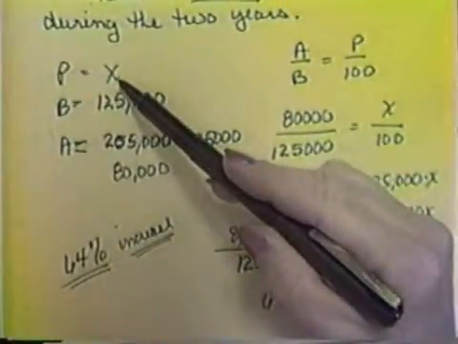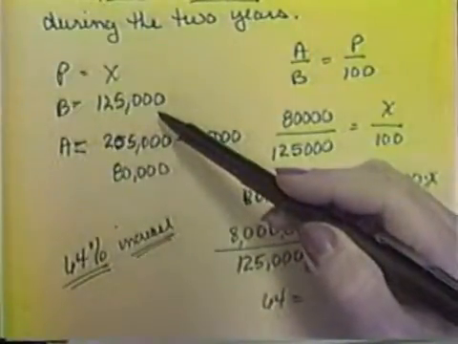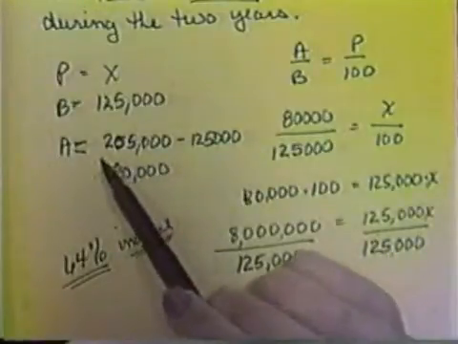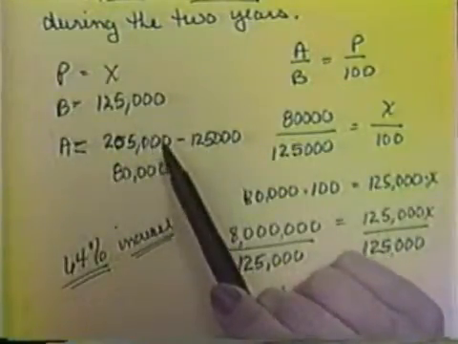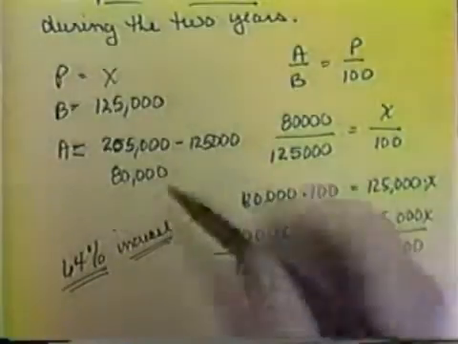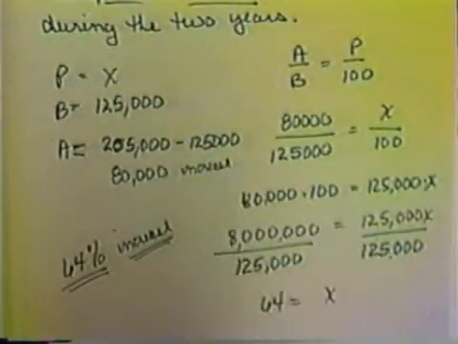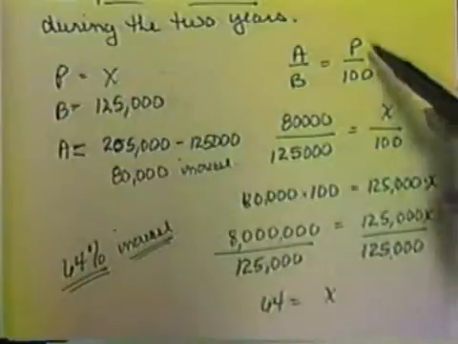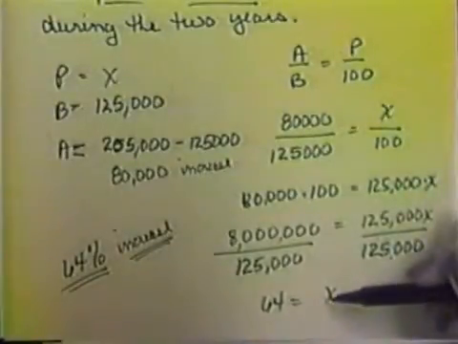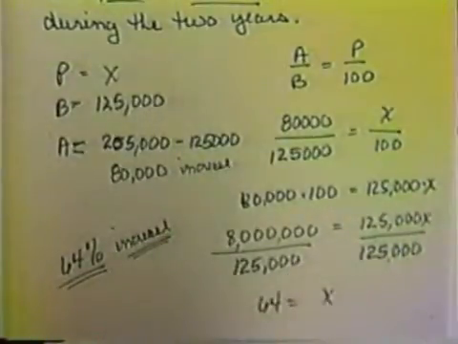Identify your percent, identify your base, which is your original amount, what it started at. Then you want to find the amount of increase, and the amount of increase is how much did the cost of the house go up? The cost of the house went up $80,000, so that's what our amount is. This is our increase. Our amount is the increase. Then set up our proportion and solve the proportion, and x turns out to be 64, so that's the percent that we're looking for.